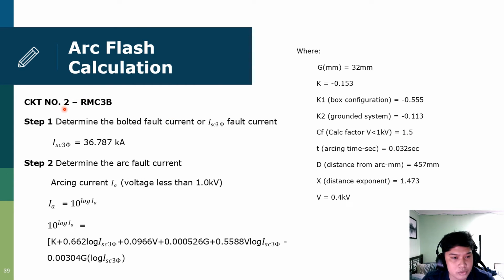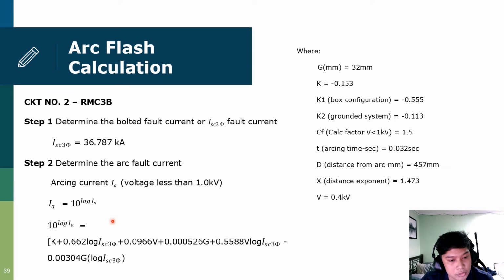For circuit number 2, RMC3B, our first step is to determine the voltage fault current, or short circuit fault current, which is 36.787 kiloampere. In step 2, we determine the arc fault current.